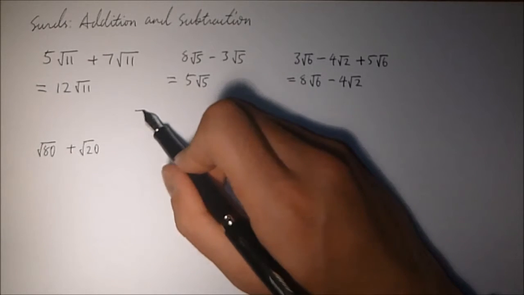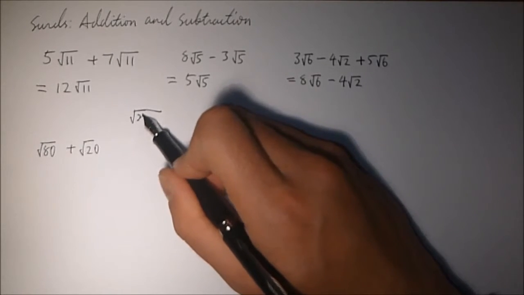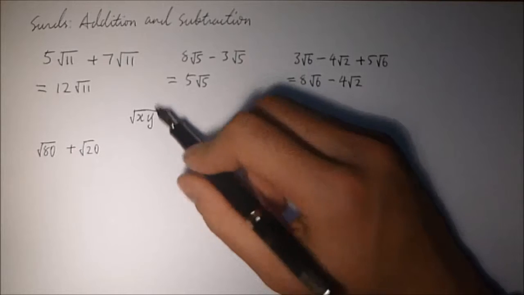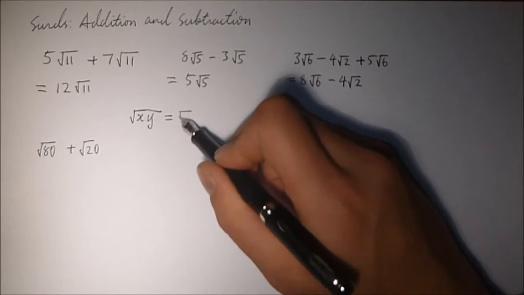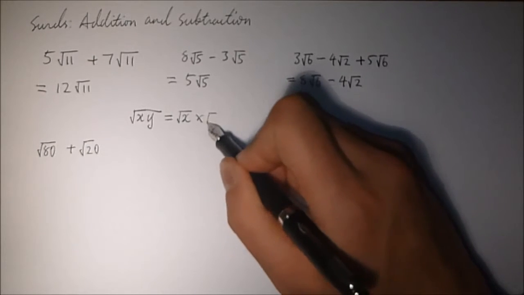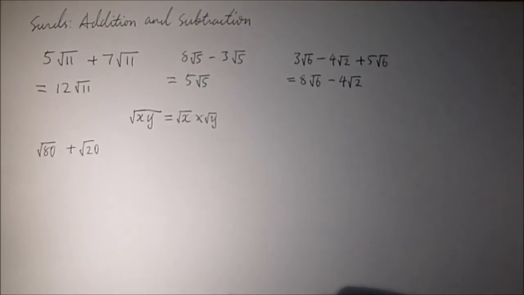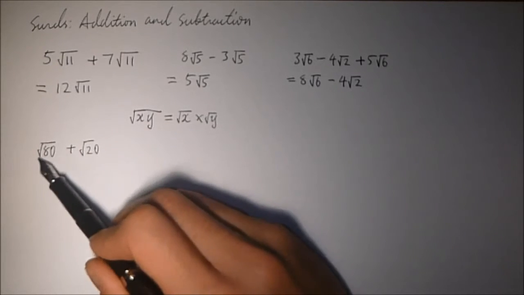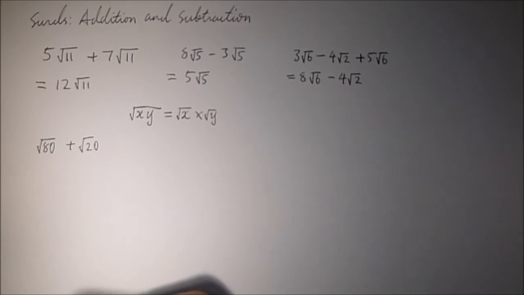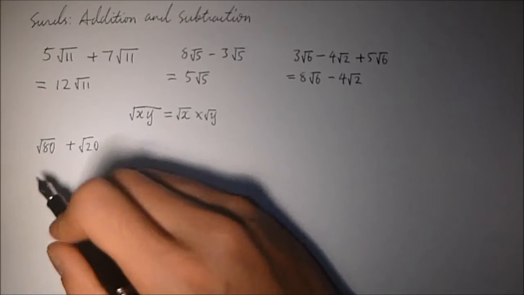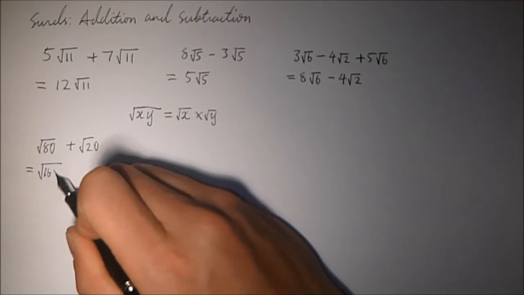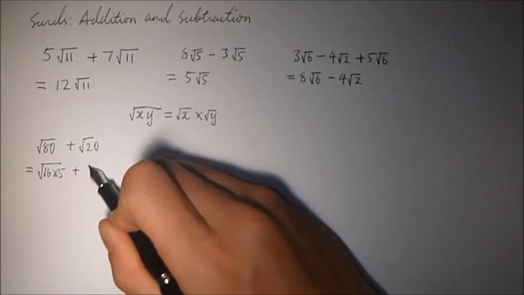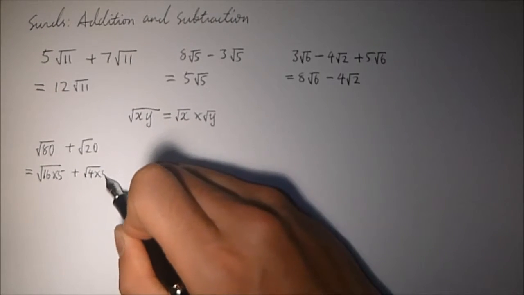However, if you recall, square root of x times y is the same as square root of x times square root of y. So in this case, what we can do is that we can extract square numbers from these surds and we can do things to them. So 80 is in fact 16 times 5. And 20 is 4 times 5.